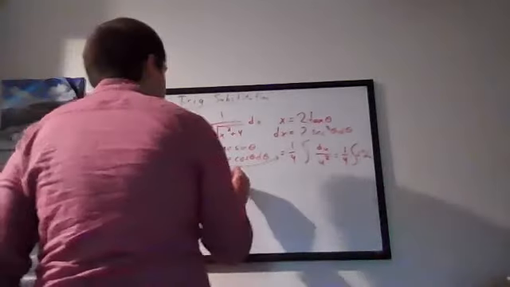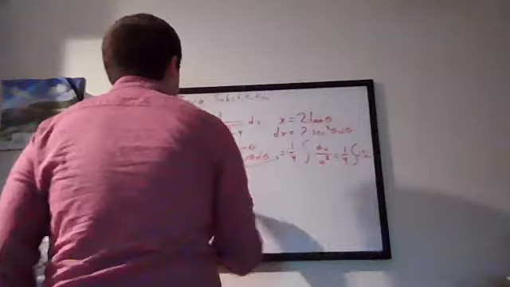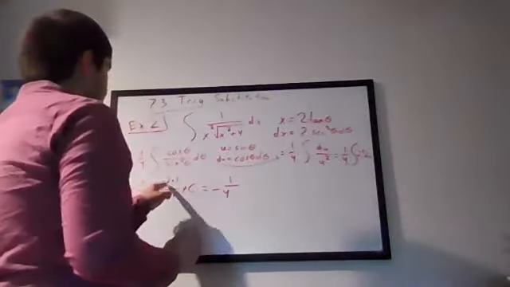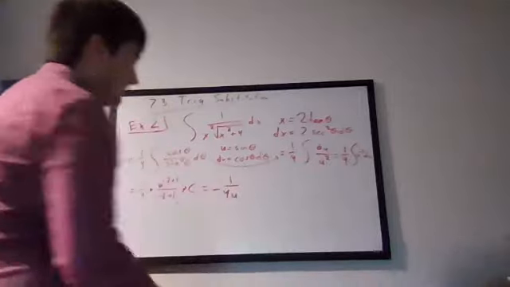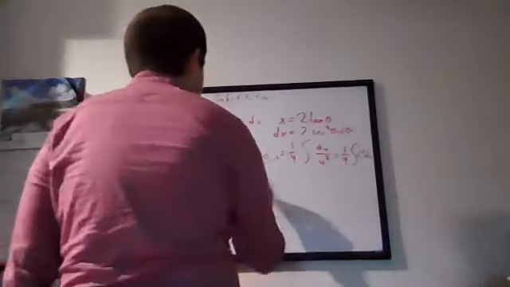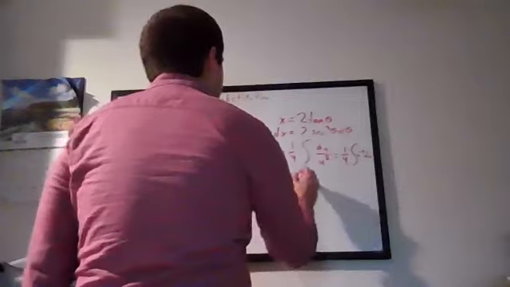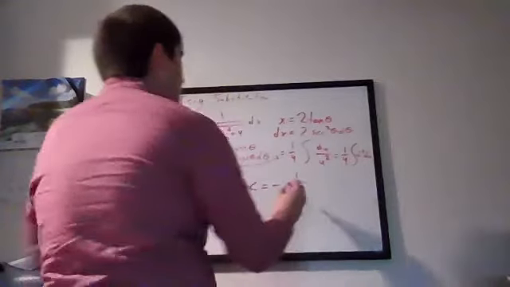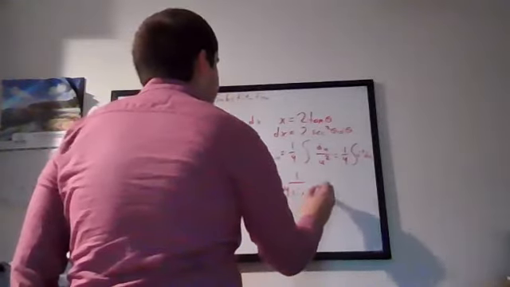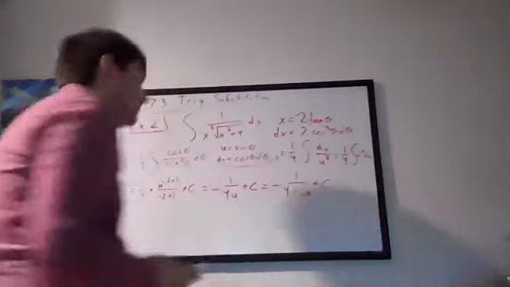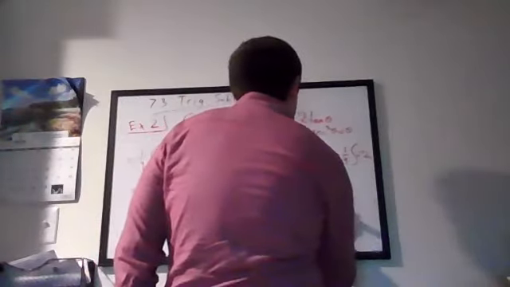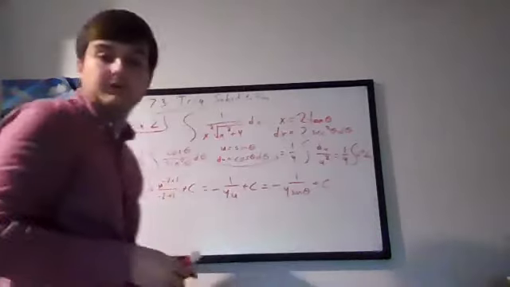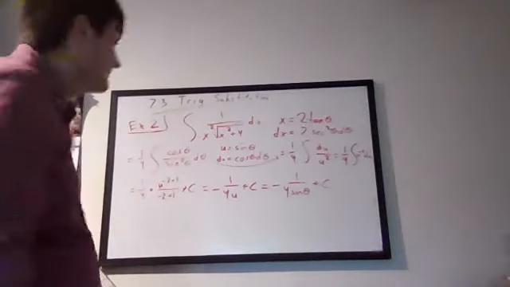So we get -1/4, and then u to the -1 is the same thing as just u in the denominator. So I get -1/4u plus c, but that's the same thing as -1/(4 sine theta) plus c. Okay, great. So now that I have -1/(4 sine theta), is there anything else I can do here? Well, absolutely, right?